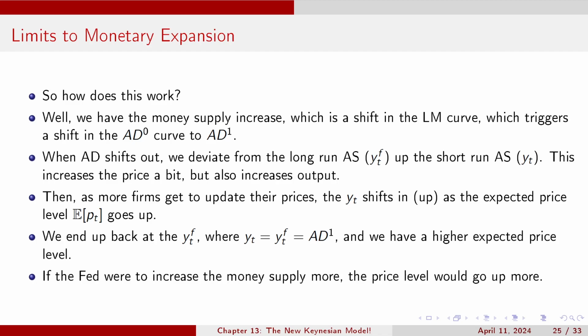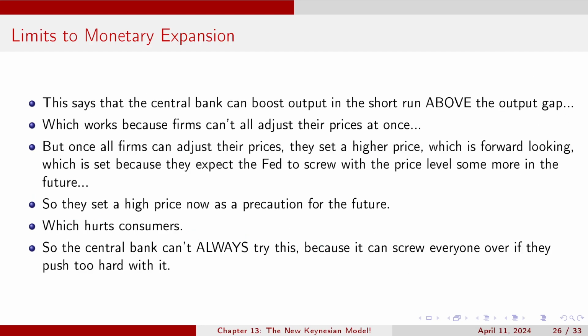So if more and more people want the same number of goods, what happens? You have to raise the price in order to ration out those goods. That's what happens here. That's why the monetary authority can't just consistently increase the money supply. There are, quote-unquote, limits to monetary expansion.